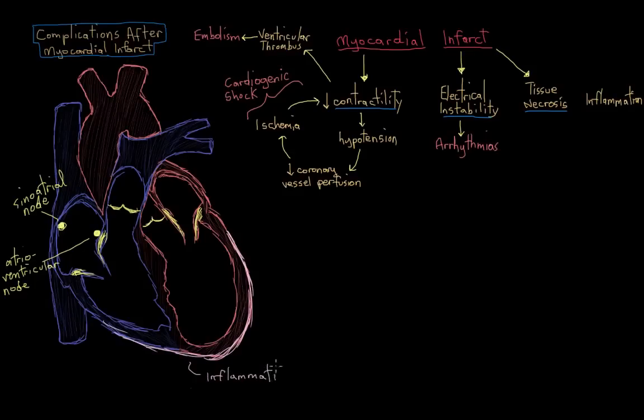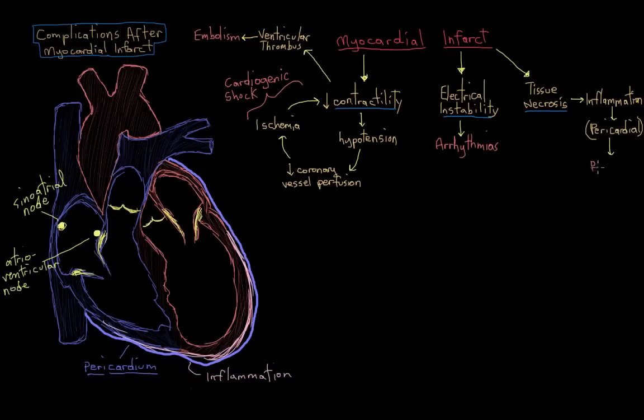Now remember, your heart sits inside this fibrous sac. It's encased by this fibrous cover called your pericardium. Peri meaning around and cardium referring to your heart. And when you get all this inflammatory stuff happening just beneath the pericardium on the outside of the heart, you could irritate your pericardium and you could end up with a condition called pericarditis.